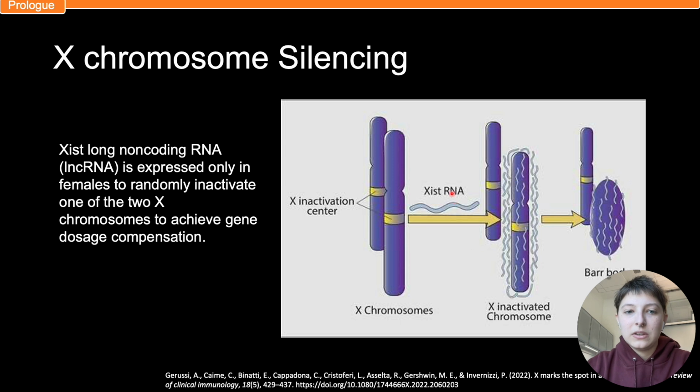This is a gene that is expressed only in the inactivated X chromosome, and it forms sort of this huge chromatin cover around the inactive X chromosome, forming this bar body that you might have heard of before.